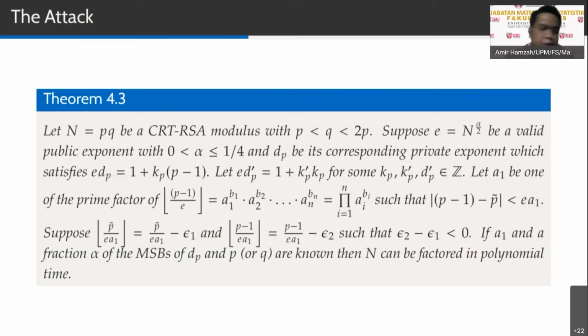And by combining all of the results in the lemmas and in the proposition, we can have this theorem that ultimately states that if we have A1, where A1 is one of the prime factors of this value, and have the alpha fraction of the most significant bits of dp or p or q, then we can factor n in polynomial time.